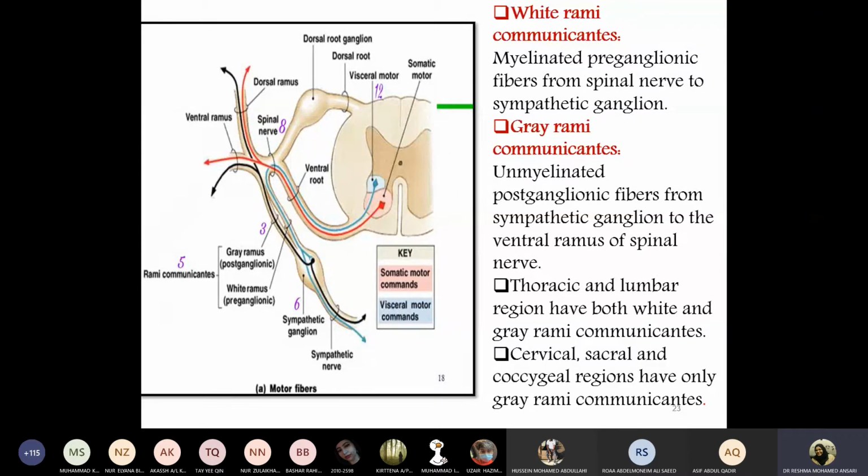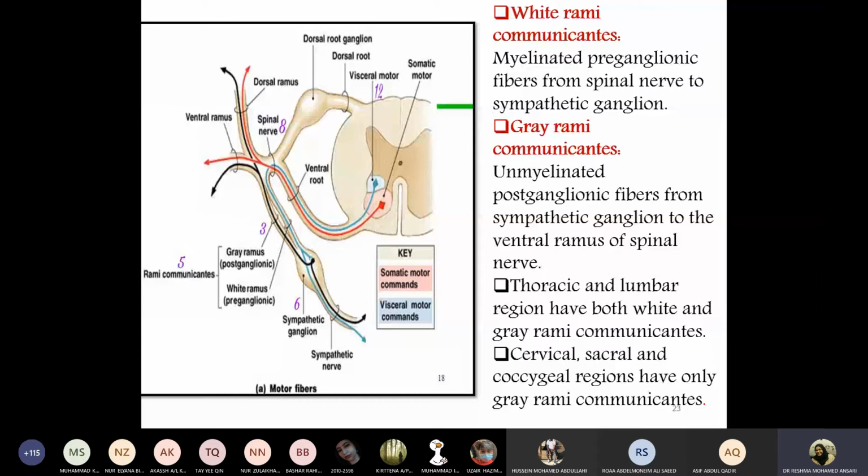From the thoracolumbar outflow, you give out nerve fibers to the ganglion first, so they are called preganglionic. These fibers are whitish in color and they are myelinated. Once they enter the ganglion, they relay the information there. The information gets moderated there, and then they enter back into the spinal nerve. When they re-enter the spinal nerve, they are called postganglionic fibers. Now these fibers are unmyelinated, so they appear grayish in color. So we call them the grey rami communicantes.